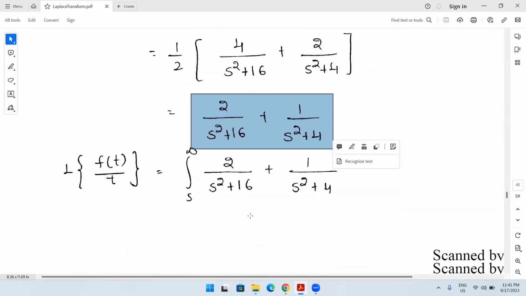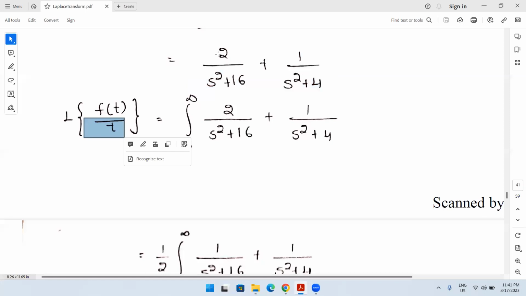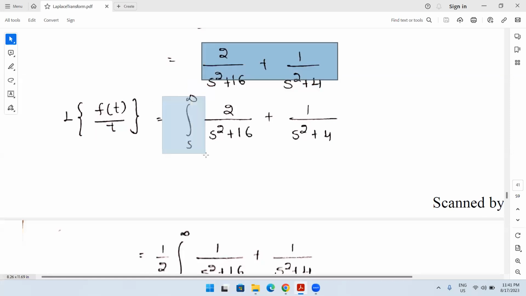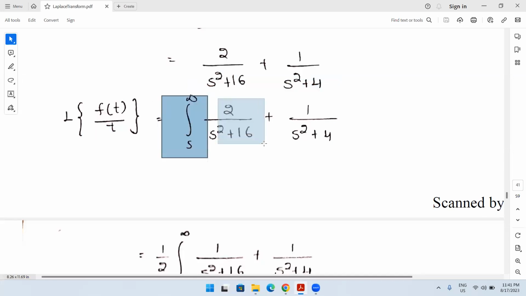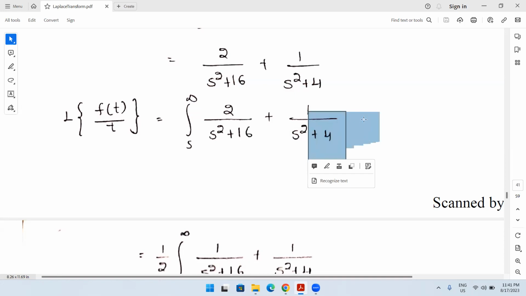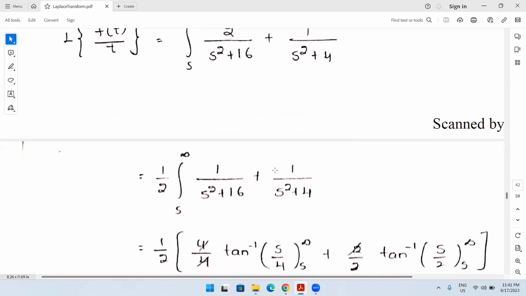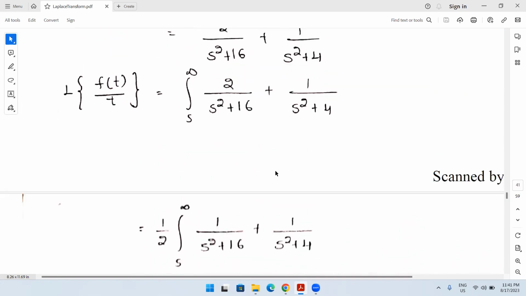We have to integrate division by t. We have to integrate this f bar of s. The integral s to infinity f bar of s, 2 by s square plus 16 plus 1 by s square plus 4, into ds. ds is missing here, so you can write ds here. Okay, so now here s square plus 16. How do we integrate this one?